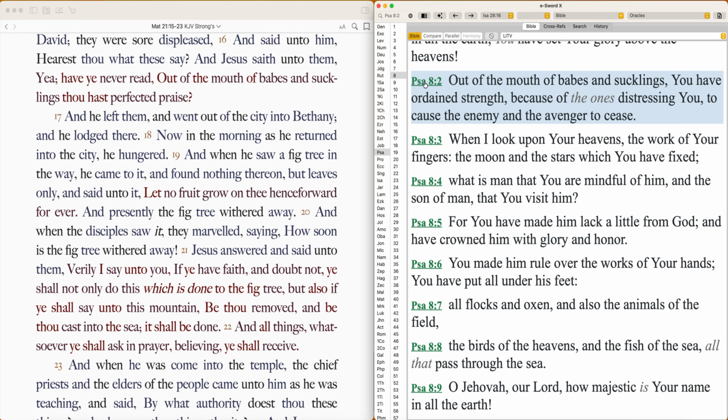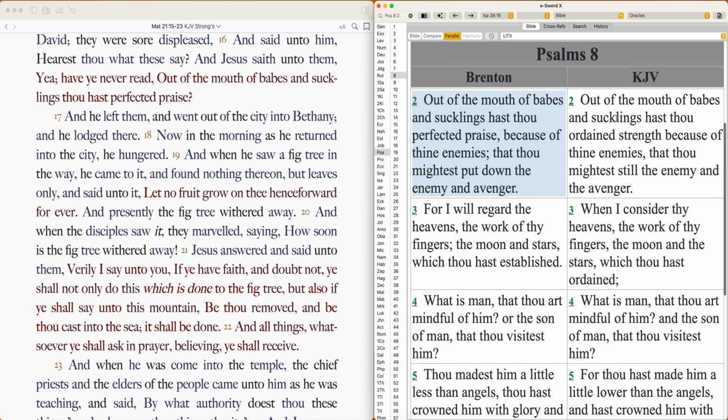Does it sound exactly the same, or does it sound a little different? That part's the same: out of the mouths of babes and sucklings. But you have perfected praise, versus you have ordained strength. I used to try to make these say the same thing or mean the same thing, and sometimes you could stretch it, but look at the way it was quoted in the Septuagint.